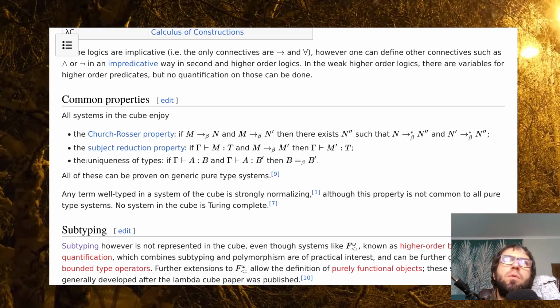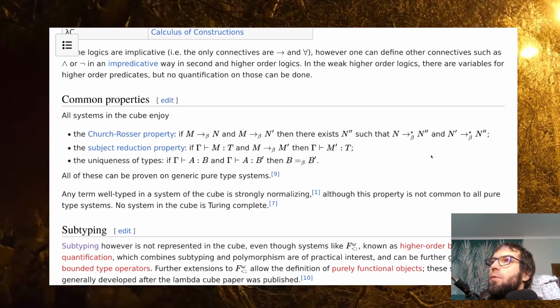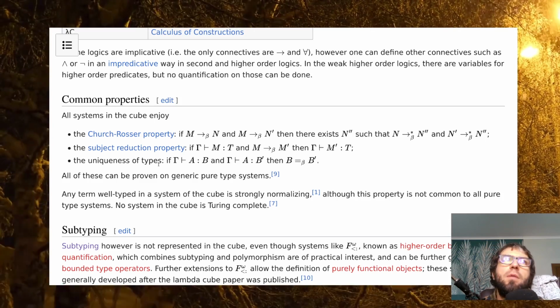The second property is the subject reduction property. It says that when we do beta reduction steps, the computation preserves the type at all steps of the computation. And the last property is the uniqueness of types. So our terms can have only one type.